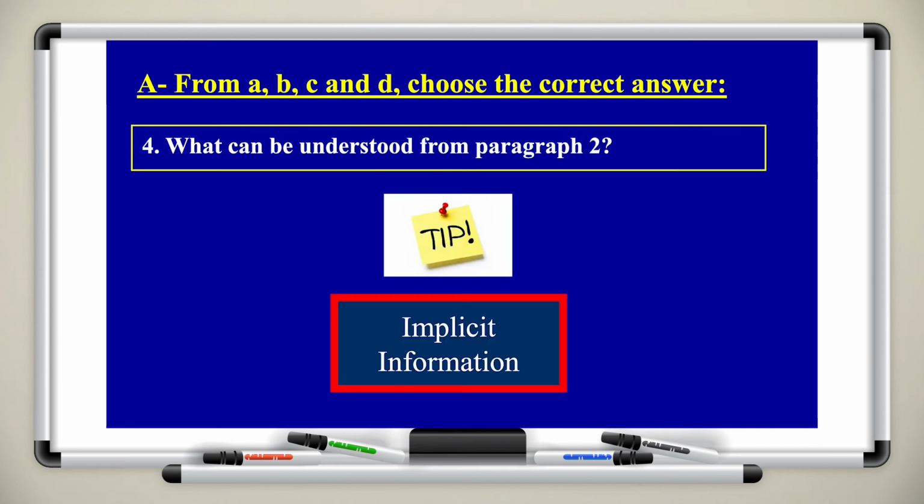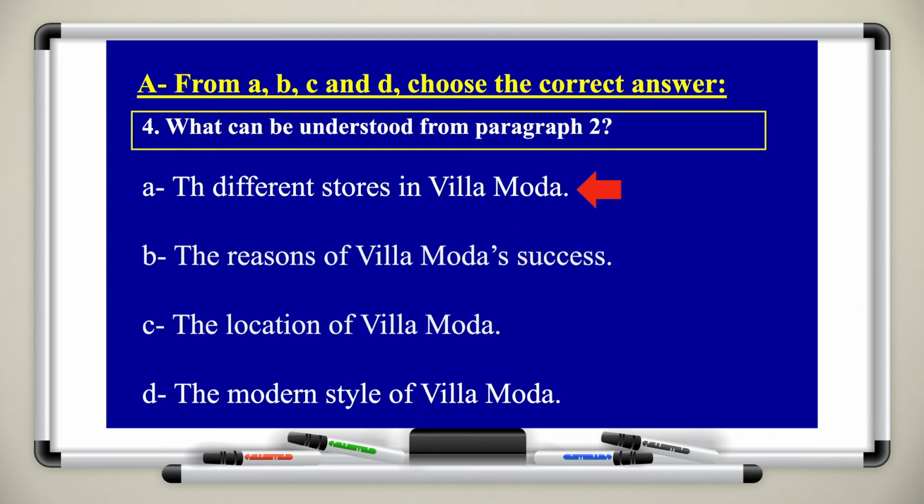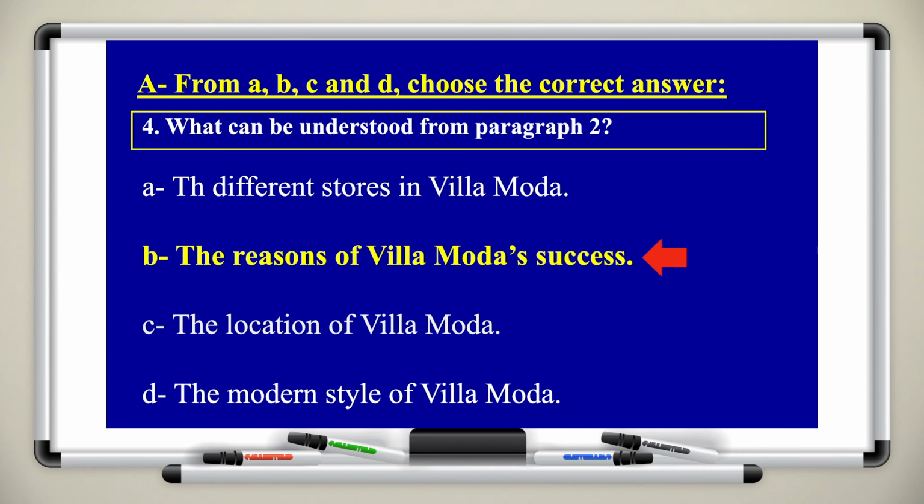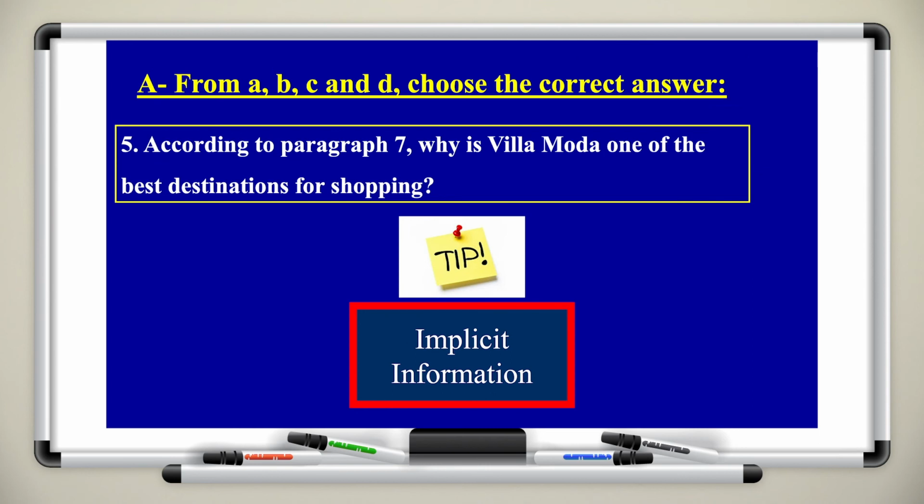What can be understood from paragraph 2? This is asking you about implicit information. So is the answer the different stores in Villa Moda, the reasons of Villa Moda's success, the location of Villa Moda, or the modern style of Villa Moda? Look at the text, and this is the paragraph. Scan through it to find that specific piece of information. The answer is B, the reasons of Villa Moda's success. Excellent job. Now, according to paragraph 7, why is Villa Moda one of the best destinations for shopping?